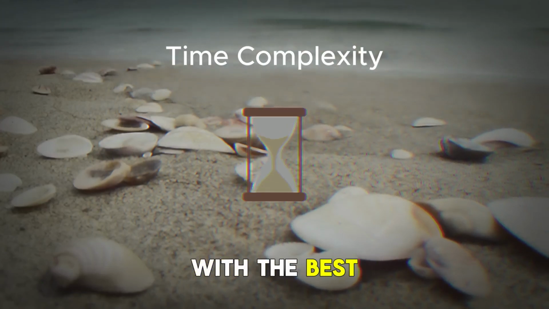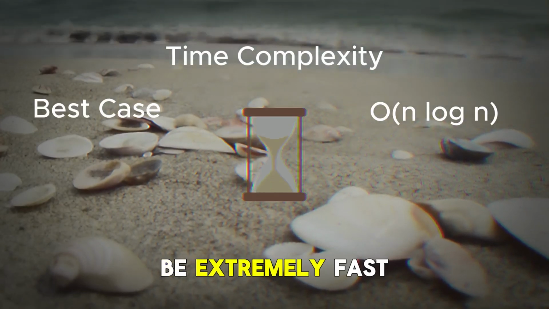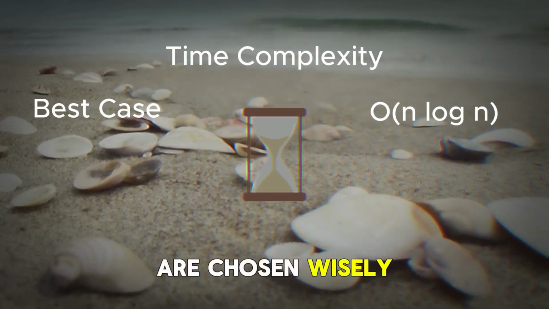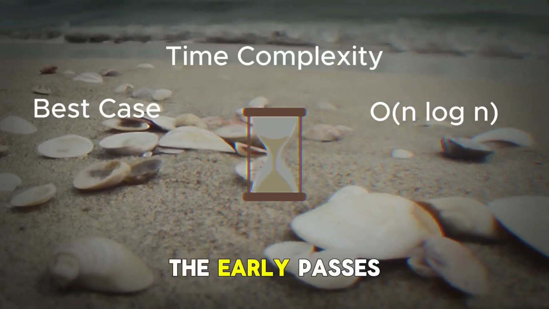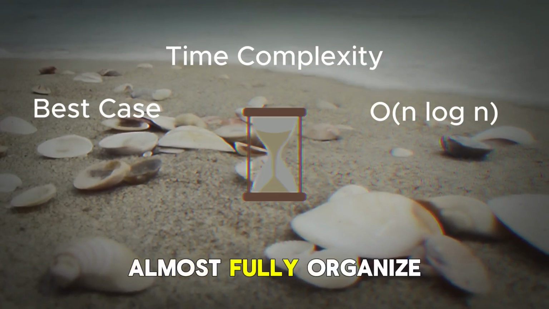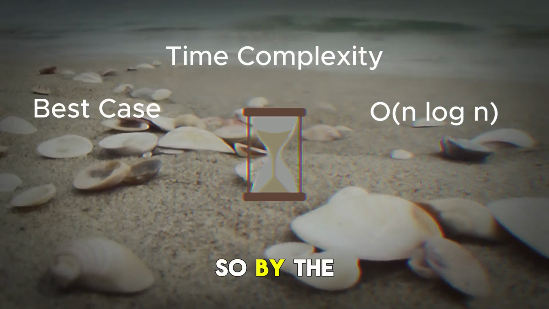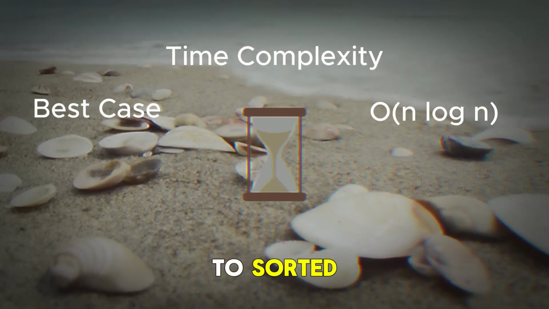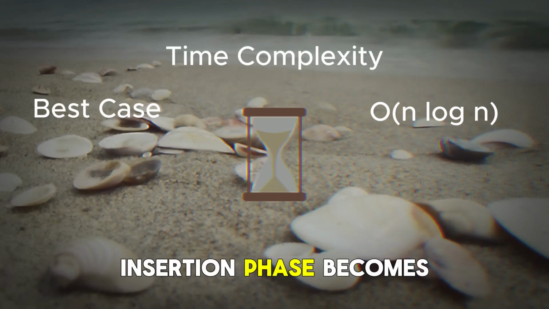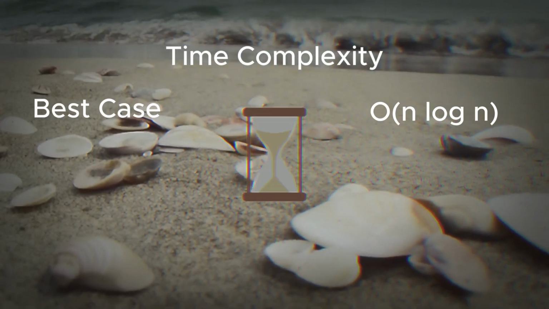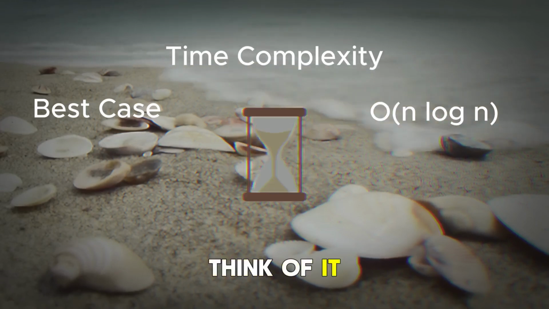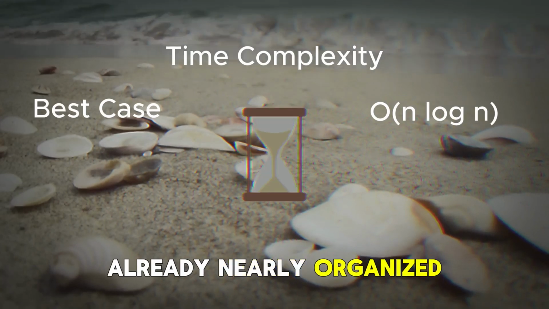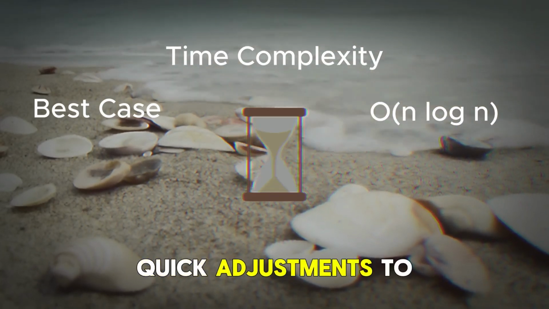Now, let's start with the best case. Shell sort can be extremely fast, running at O(n log n), when the gaps are chosen wisely. In this situation, the early phases using large gaps almost fully organize the list. So by the time the algorithm finishes with a gap of 1, the list is already close to sorted, and the final insertion phase becomes very light work. Think of it like cleaning a room that's already nearly organized, and you only need a few quick adjustments to finish it.